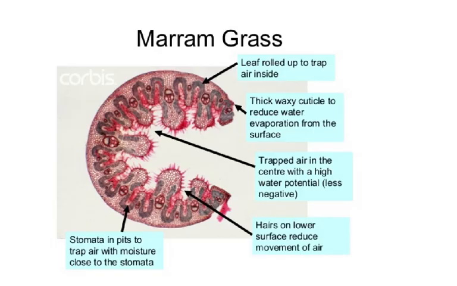This is another very interesting xerophyte. It is marram grass. You find these on sand dunes, and the leaves are rolled up to trap the air inside. It has a very thick waxy cuticle which prevents evaporation from the surface, which is cuticular transpiration. Then there is trapped air in the center with a high water potential. The hairs on the lower surface reduce the movement of air, and the stomata are in pits to trap the air with moisture close to the stomata. So very interesting plant and a very interesting phenomenon to study.